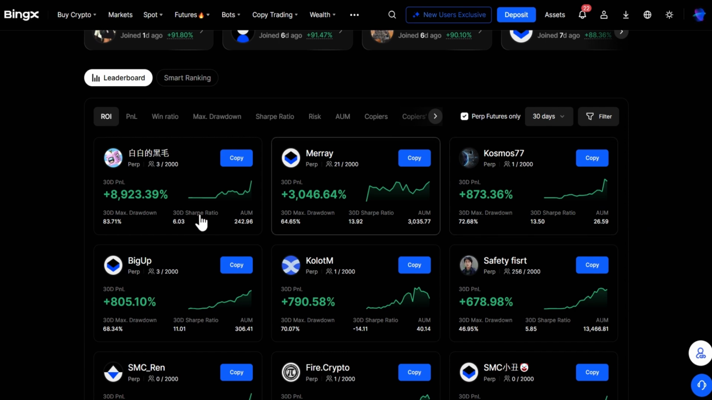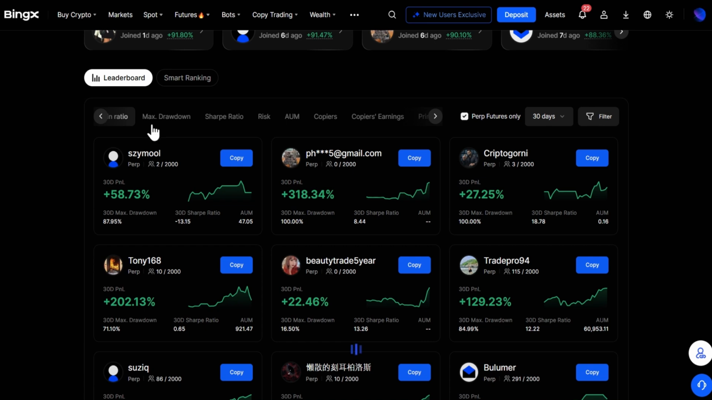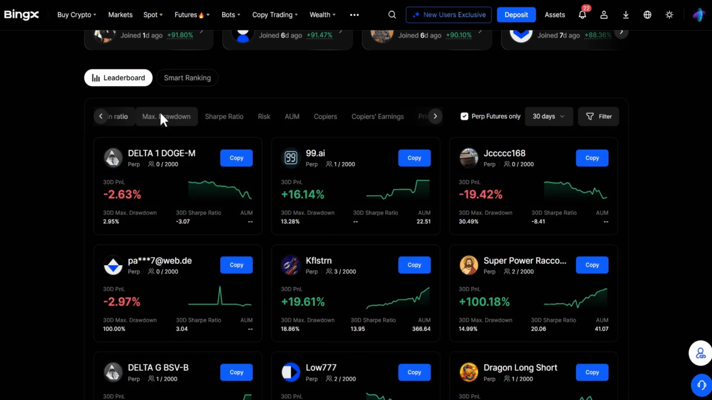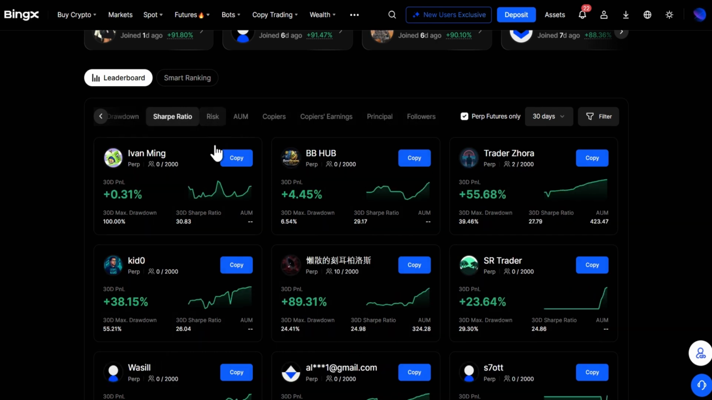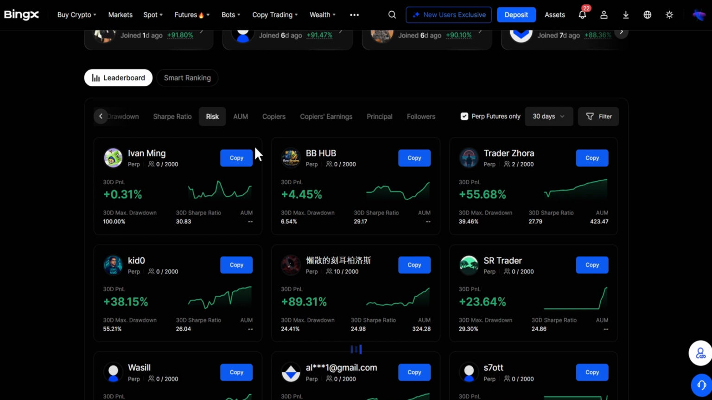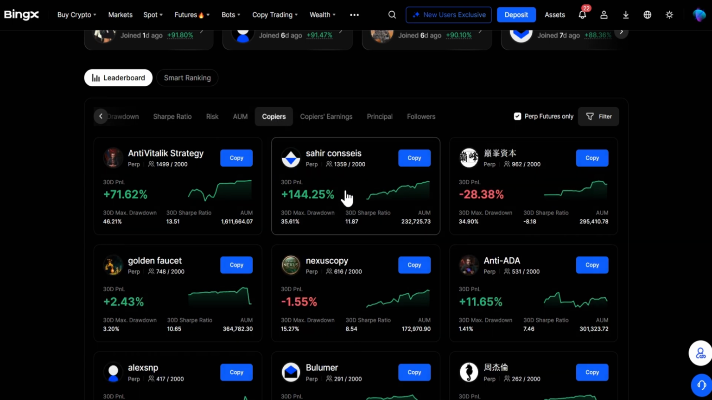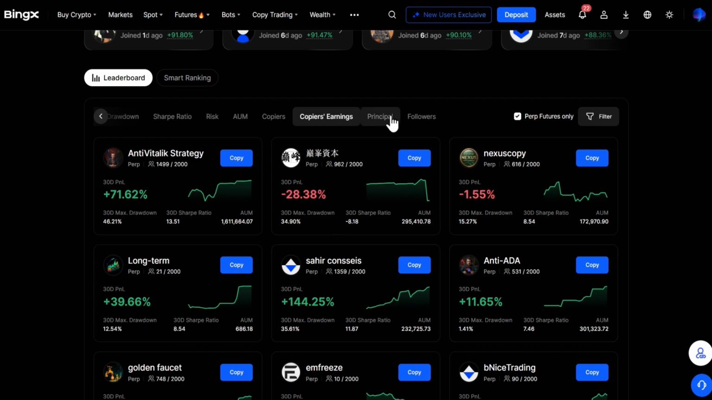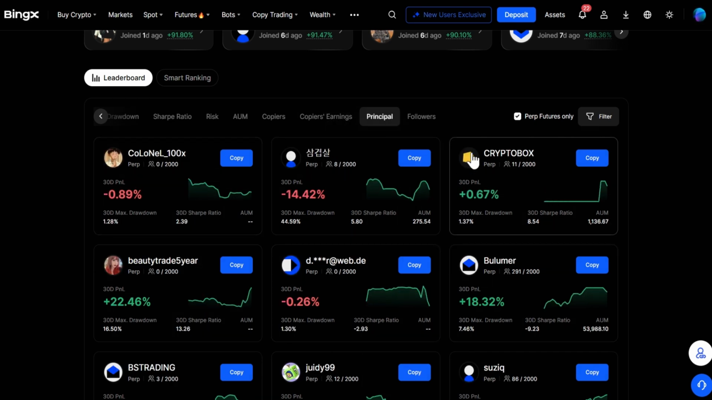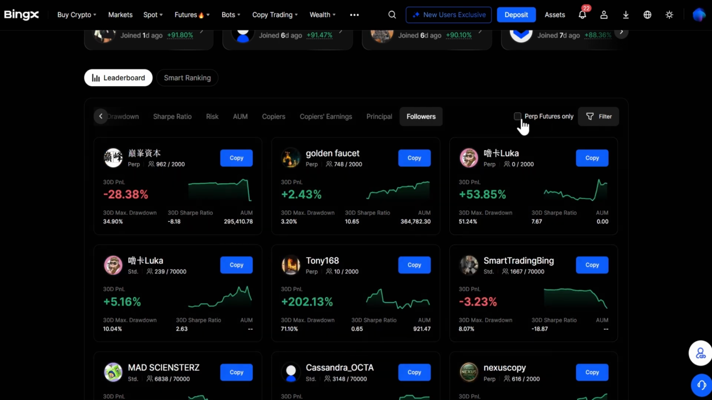You can sort these traders by multiple metrics. You can sort by P&L to see who's making the most money, win ratio to see who has the highest percentage of winning trades, drawdown to find traders with the lowest risk, Sharpe ratio to find the best risk-adjusted returns, risk level, AUM, to see who's managing the most capital, copiers to see who's most popular, copiers earning to see how much money their followers are actually making, principal, which is the trader's own capital, and followers. You can also filter to show only perpetual futures traders if that's what you're interested in.